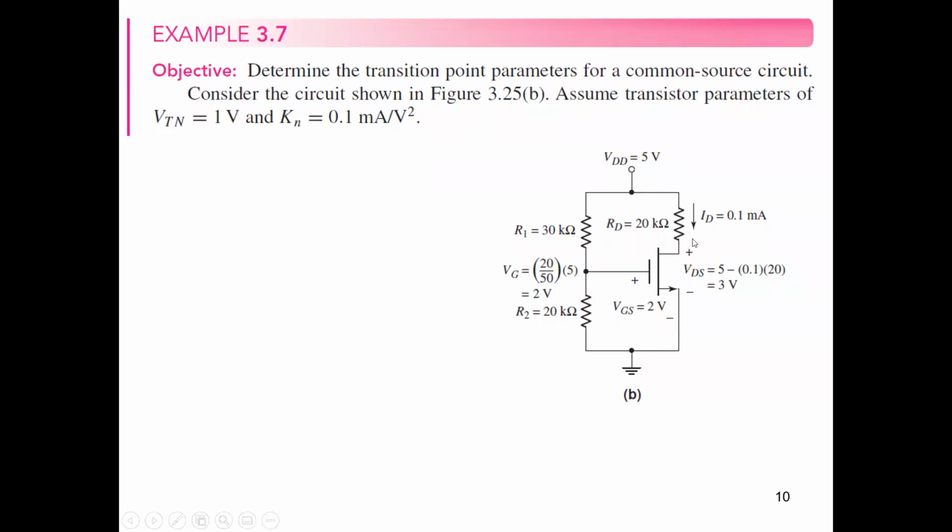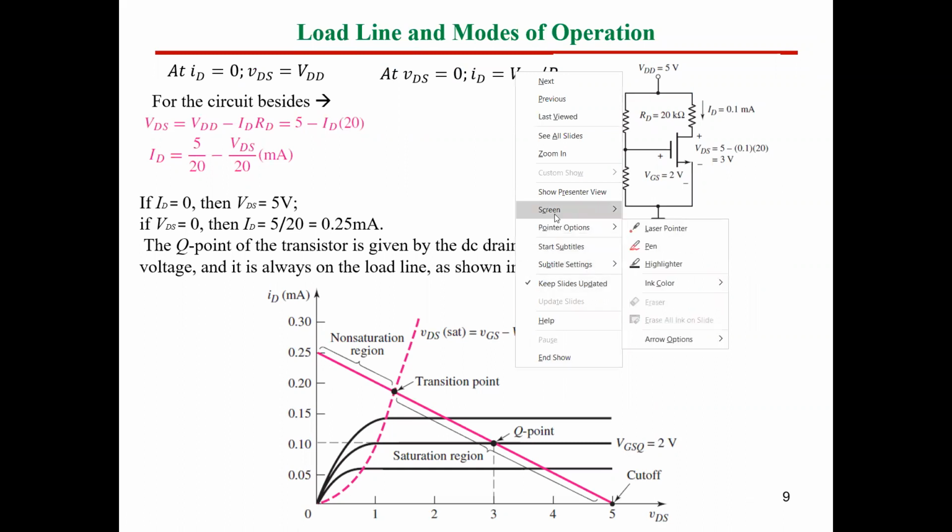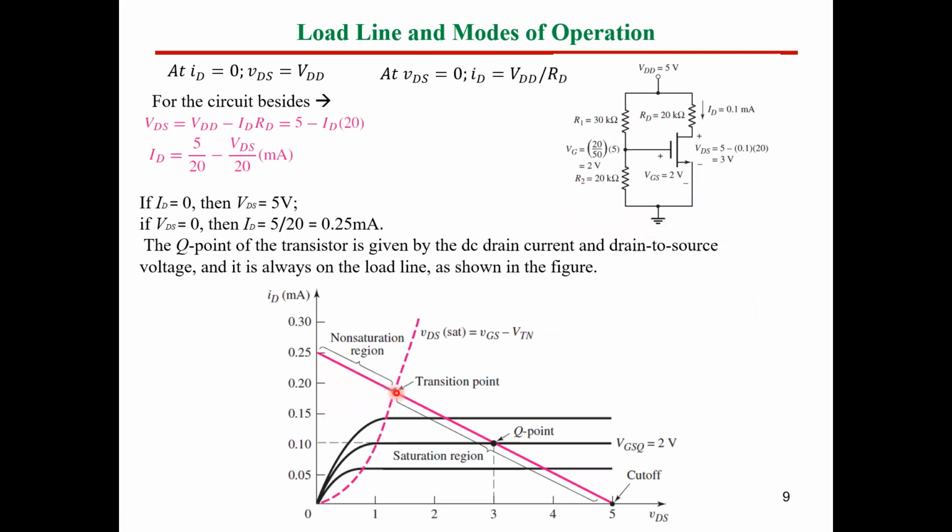So here, in this example, it's required to determine the transition point, which is the point, as we discussed here, that is going to split the saturation and non-saturation mode. As we can see here, this point is called the transition point, and this region is non-saturation, and this region is saturation mode. So it's required to determine this point. So again, how can we determine this point?